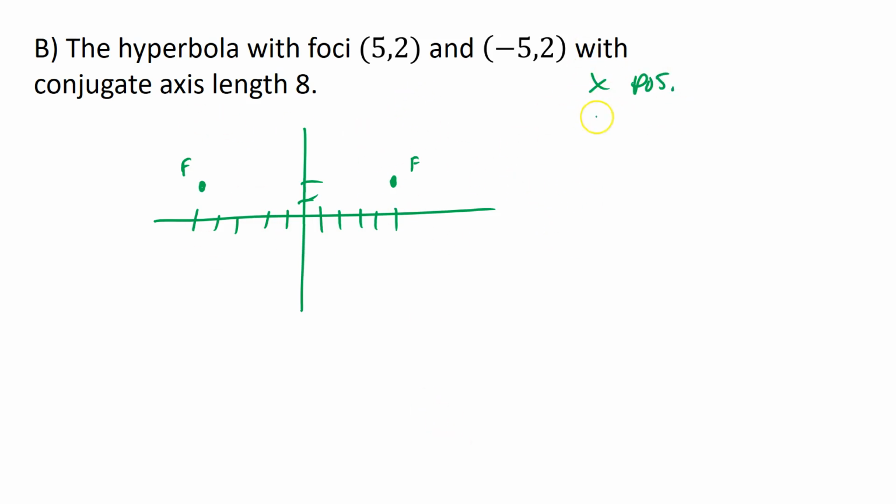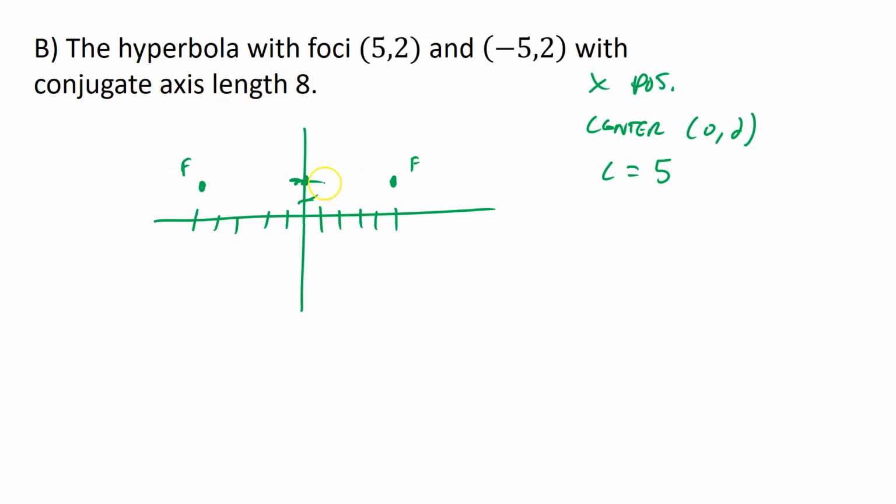And then I also learned the center. The center is going to be smack dab in the middle of those foci. So because we're at positive 5 and negative 5, it looks like we're on the y-axis with our center. Center, I think, is going to be right there at (0, 2). We also learn our c value. We have to go right 5 and left 5 to get to c. So c is 5. And let's see, the conjugate axis length is 8.